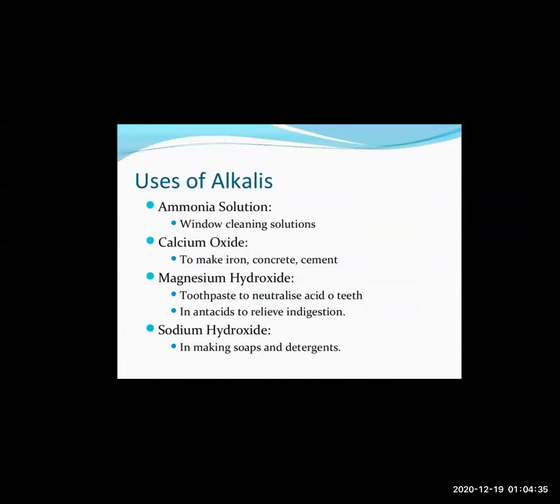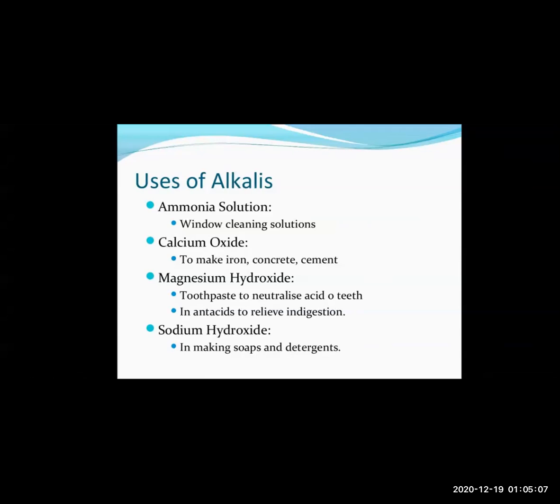Now, uses of alkalis. Ammonium solution. Where is ammonium solution used? Window cleaning solution. Whenever a window cleaning solution is available in the market, it consists of ammonium solution. Then, while making iron, concrete, or cement, what is used? Calcium oxide is used. Calcium oxide is the alkali which is used for making irons, concretes, and cements.